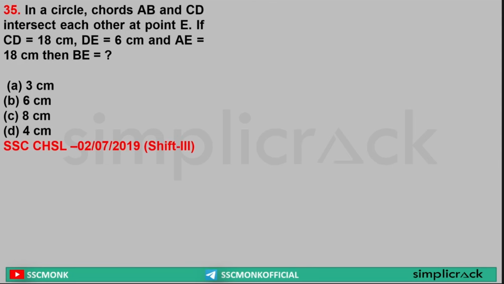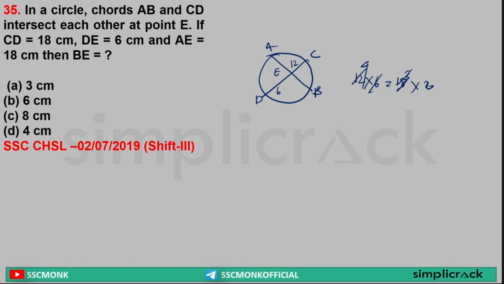Next. In a circle, chords AB and CD intersect each other at point E. Very simple question. See, this is a circle, okay? AB, CD intersect each other at E. So CE into DE is equal to AE into BE. If CD is 18 centimeter and DE is 6, that means this is 12, this is 6. So 12 into 6 is equal to AE 18 centimeter into BE unknown. 6 3s are 18, 3 4s are 12. So X value is equal to 4 centimeter. That is option D. Next.